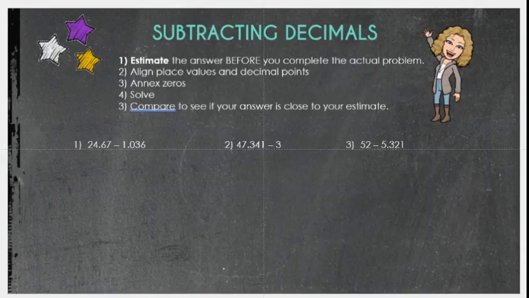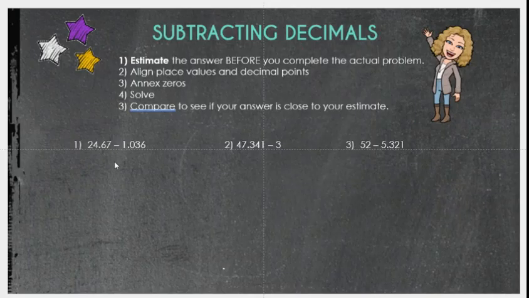Okay, time for decimal subtraction. I have the exact same steps here for subtracting decimals that we had for adding. We're going to estimate, align the place values and decimal points, annex zeros, solve, and then compare to see if the answer is close to the estimate.